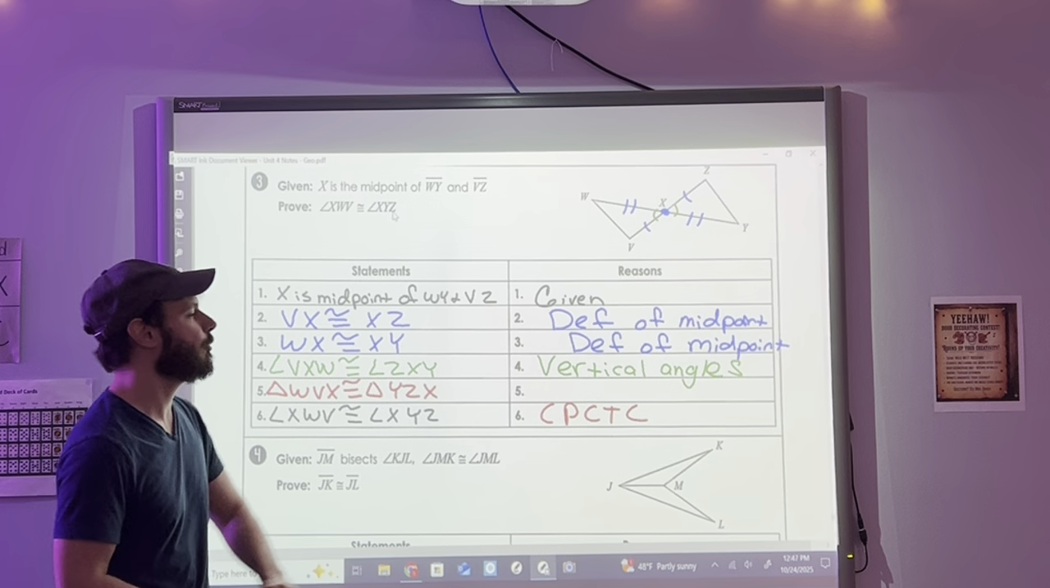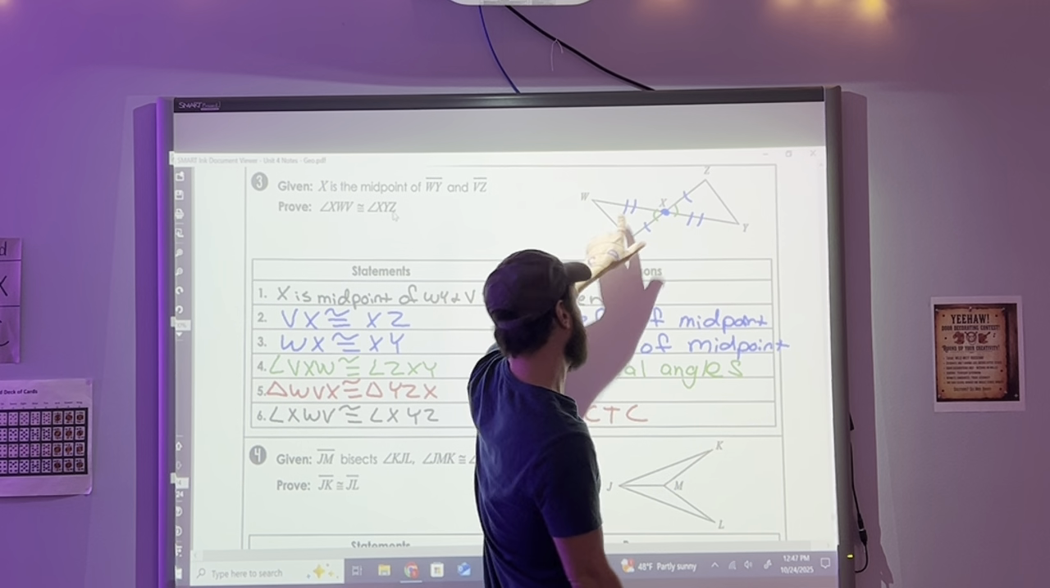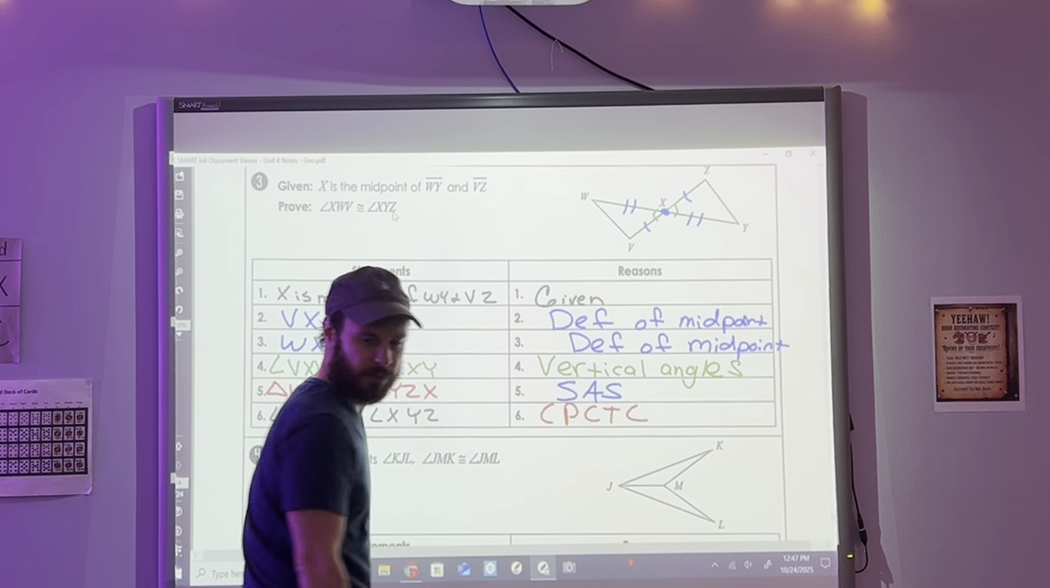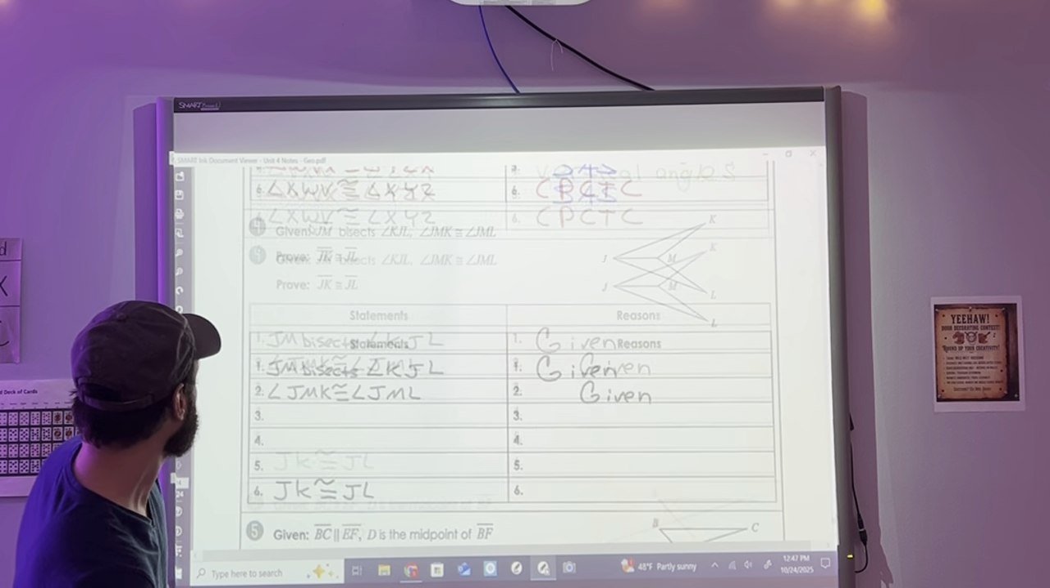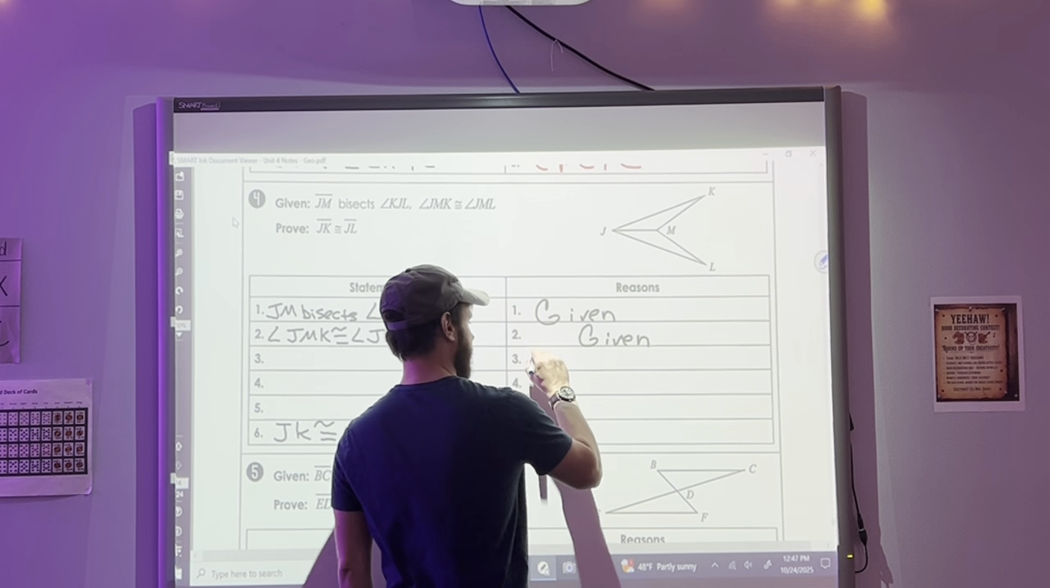Now what have we built? We've built an angle that is sandwiched between 2 sides, side, angle, side. This thing is full of sass, which can describe more than one thing in this room. All right, we got a bisect, which means I'm gonna use definition of bisect. You better have it.